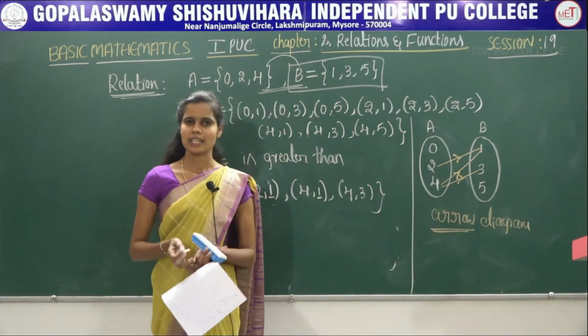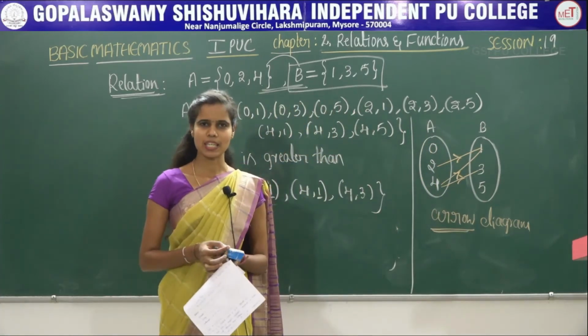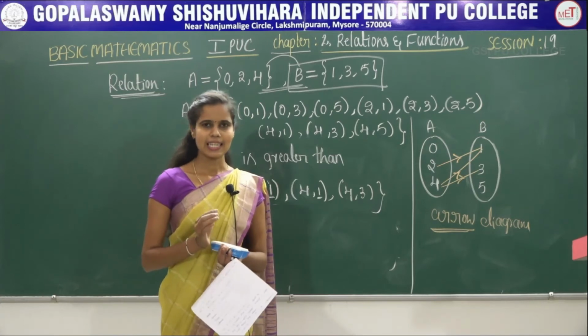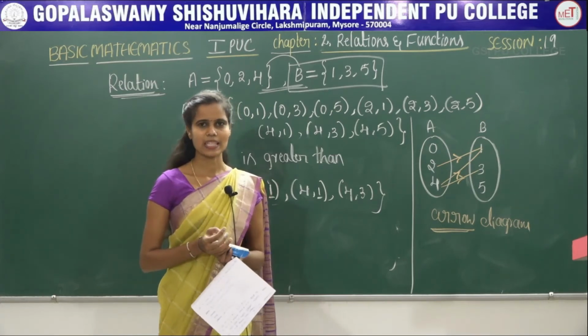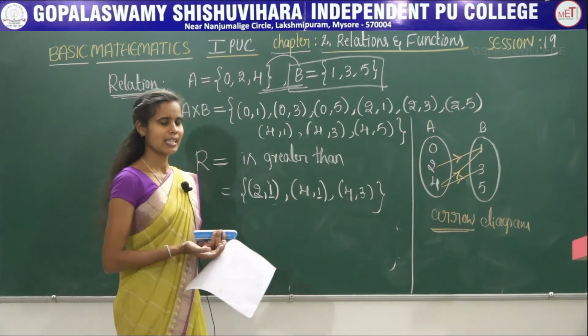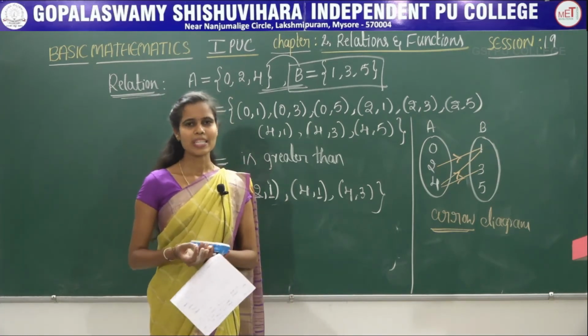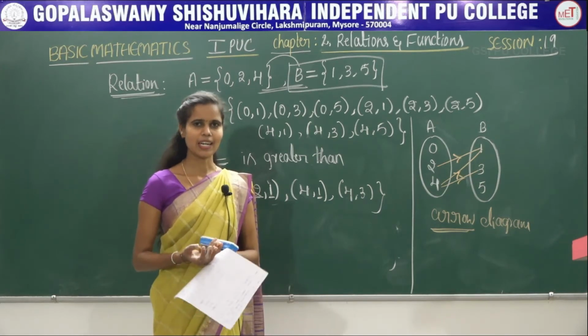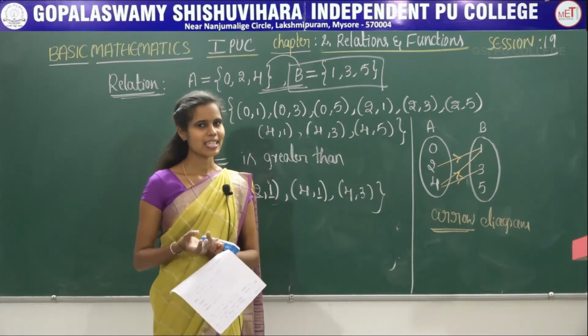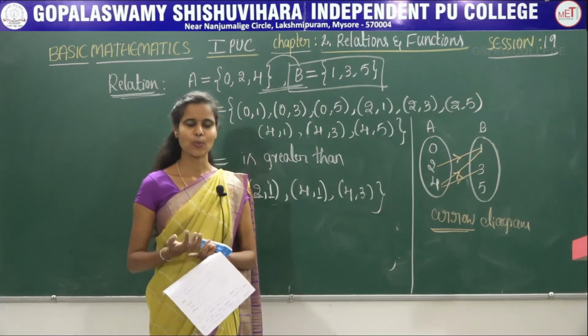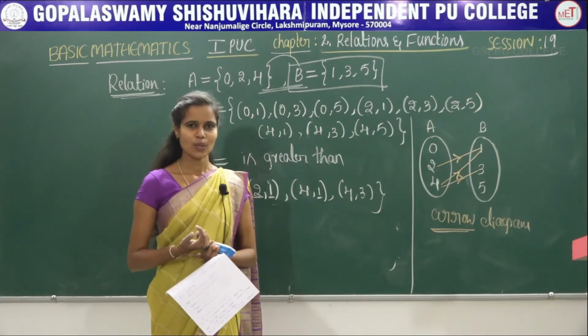So relation means it must be a subset of the Cartesian product, and it contains some ordered pairs which satisfy the given relation or condition. Next, domain means the set of all first elements of the ordered pairs. Range means the set of all second elements of the ordered pairs. Codomain means the second set is called the codomain.